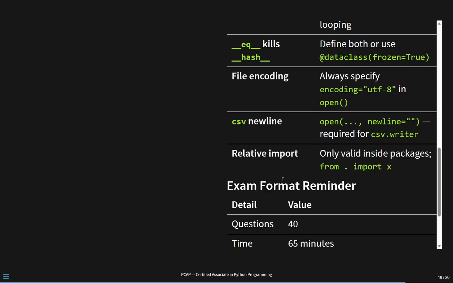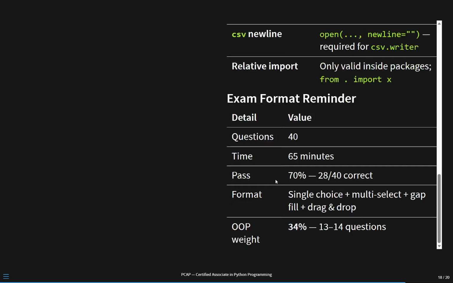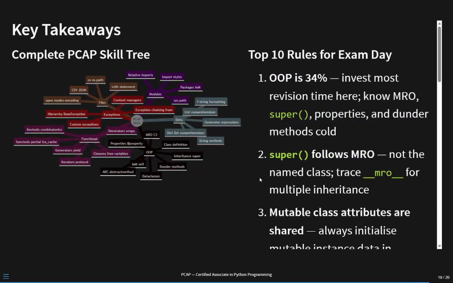Exam format reminder: 40 questions, 65 minutes. OOP alone is 13 to 14 questions. The gap fill and drag and drop question types require you to know exact syntax, not just concepts. Practice writing code from memory, not just reading it.